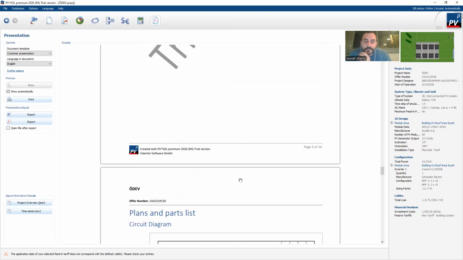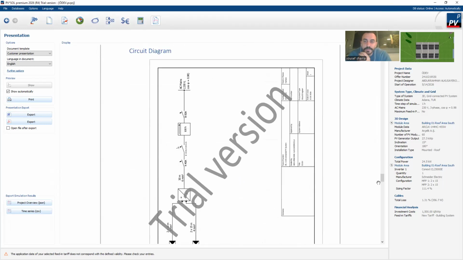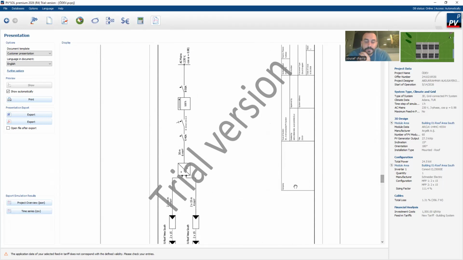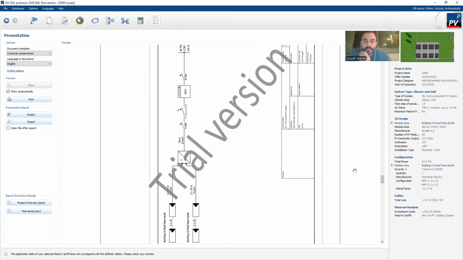After that, in page number 10, we will see the circuit diagram of the system. The two strings of 2 by 15 panels each connect to the MPP inputs of the Schneider inverter, which then connects through the feed-in meter to the main grid at 230 volts, 3 phases.